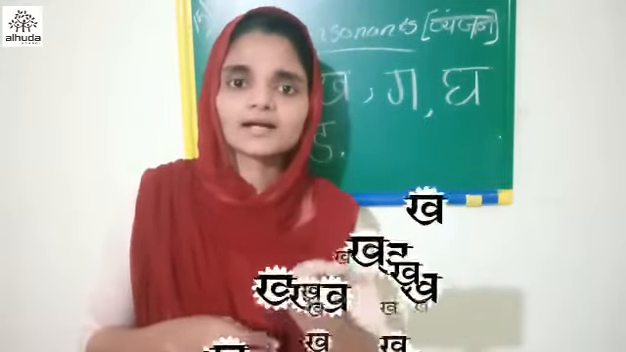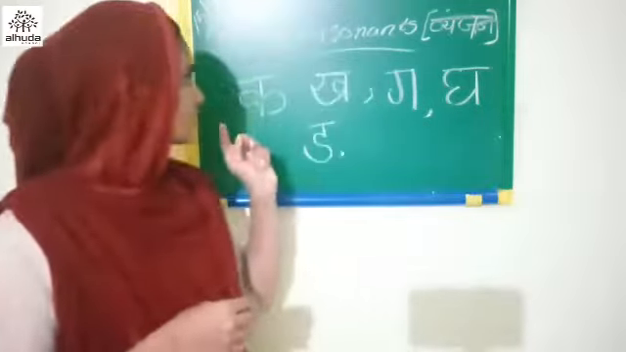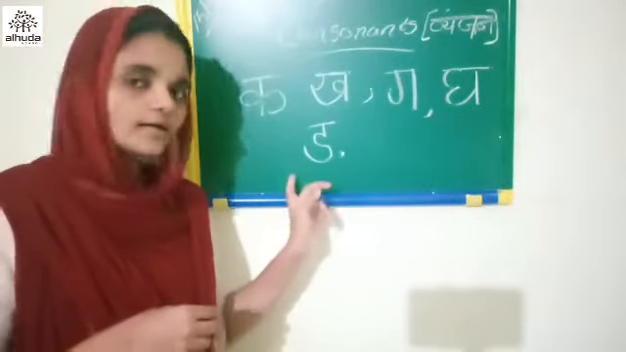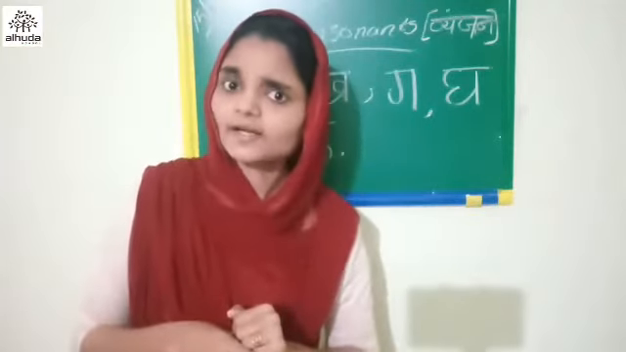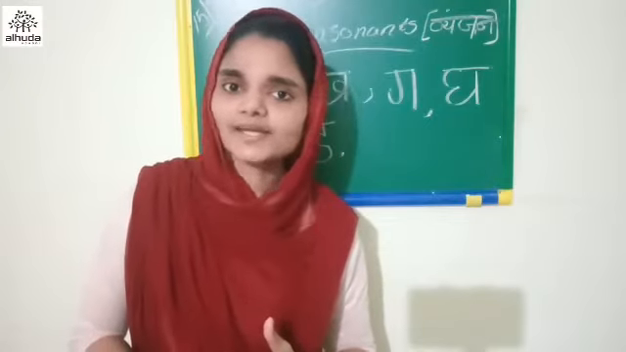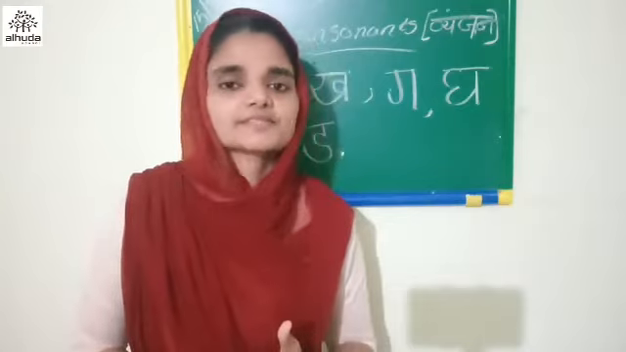Ka, Kha, Ga, Gha, Nga. One more time, louder. Ka, Kha, Ga, Gha, Nga. Okay? Ka se Kamal. Kamal means lotus. Kha se Khajur. Khajur क्या है? Khajur means dates. Ga se Gamala.